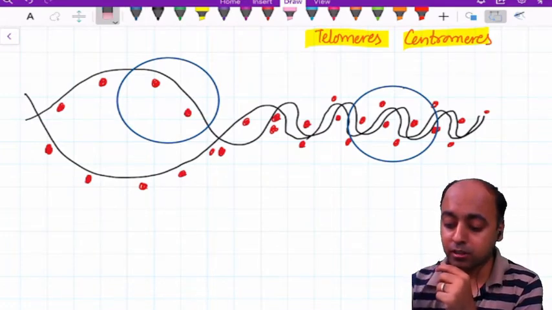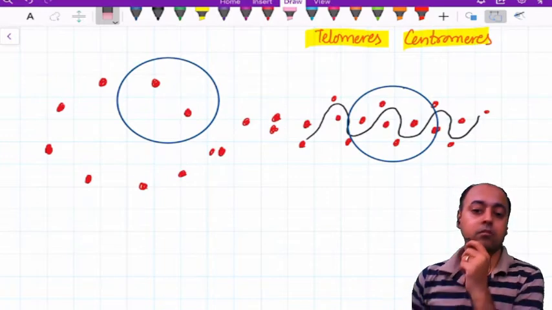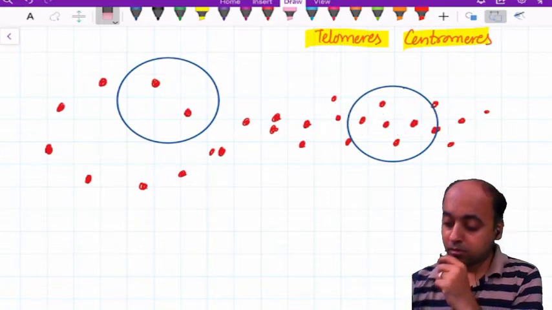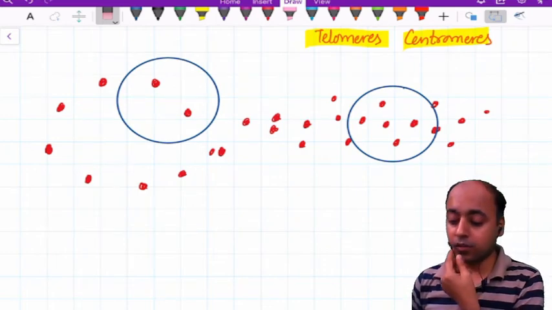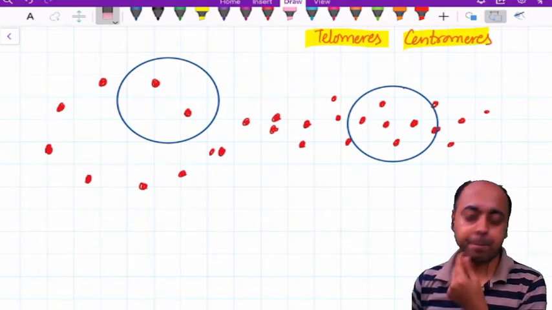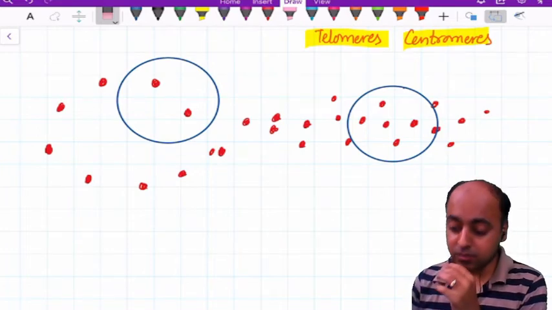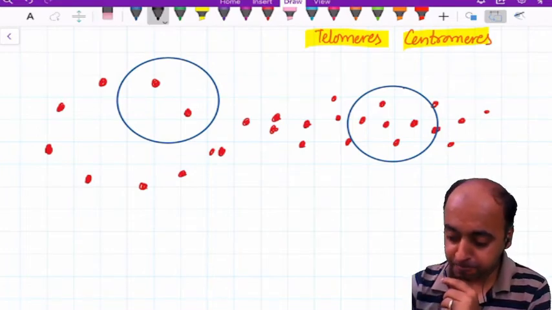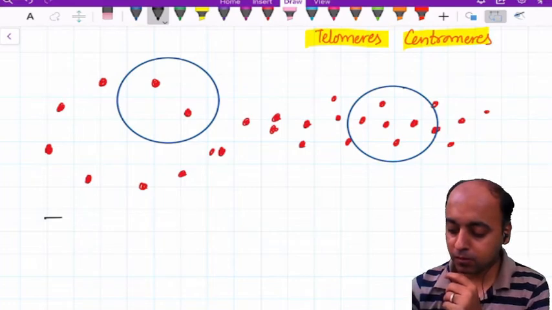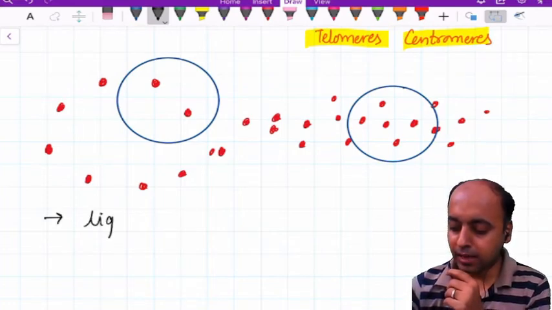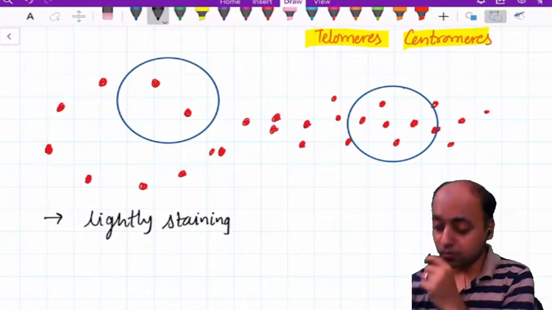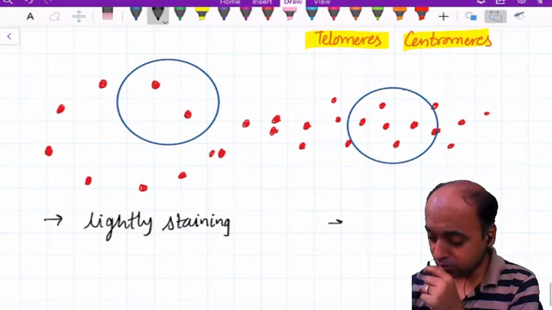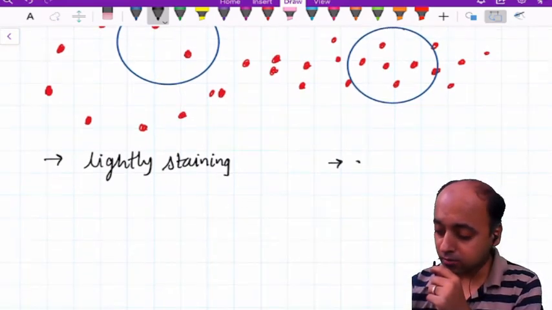So let me remove the DNA. Okay, so now we have two fields where the dye is visible. So what you find here is the segment which is lightly staining, whereas this is the segment which appears to be darkly staining.